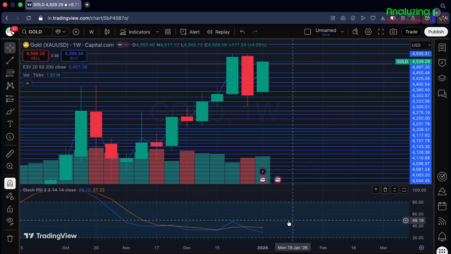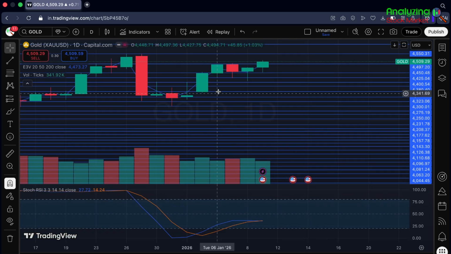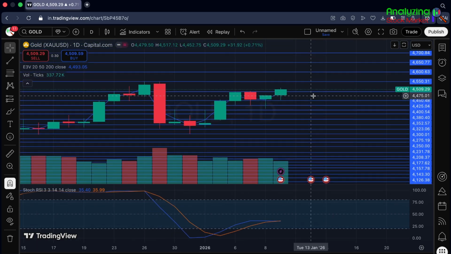So now let's mark some important support zones and resistance zones on a one-day chart. So here, this is a one-day chart. As you can see, some important support zones and resistance zones are already marked.